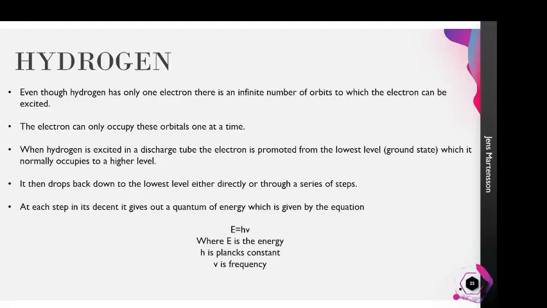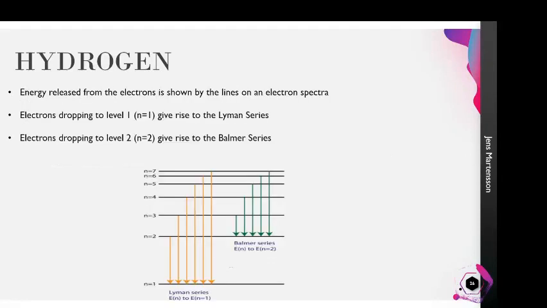At each level that it reaches, it gives out a quantum of energy, which is given by the equation E equals hv, where E is the energy, h is Planck's constant, and v is the frequency. The energy released from the electrons is shown by the lines on an emission spectrum.